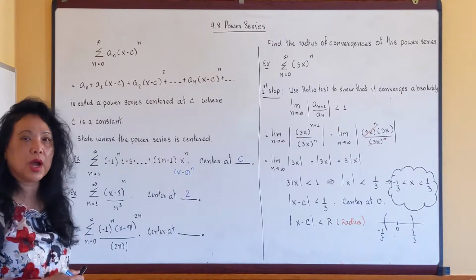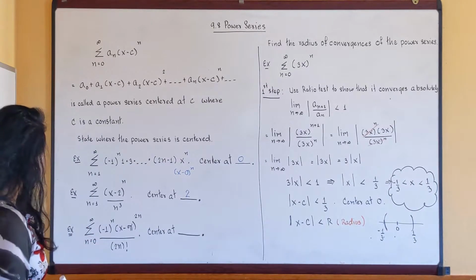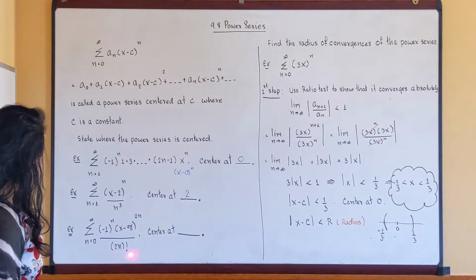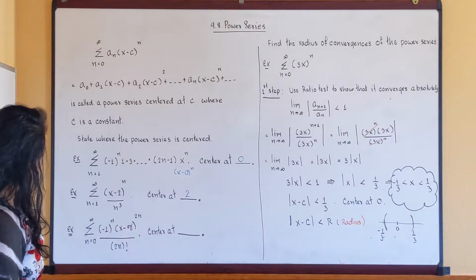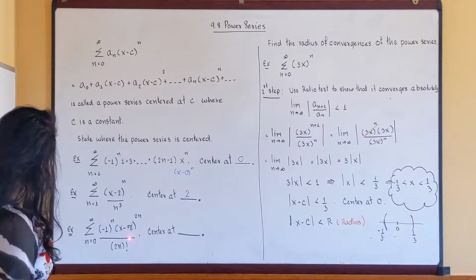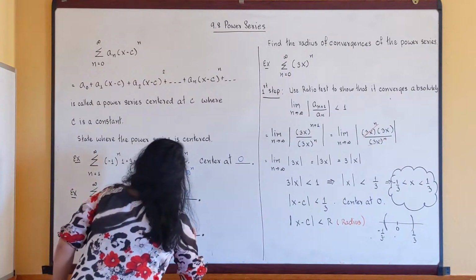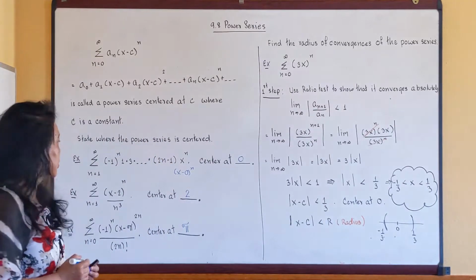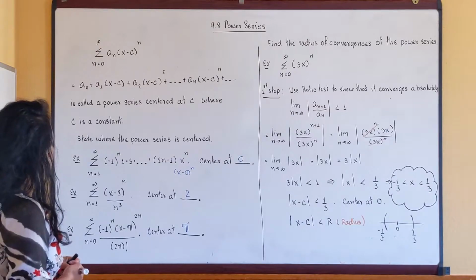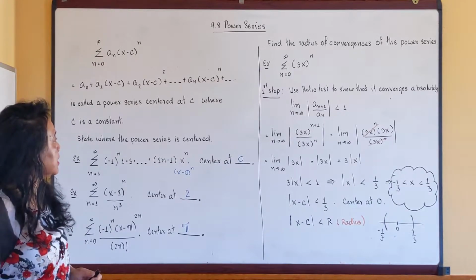So now we're just going to concentrate on the center, right? We'll go into some more detail later. And this one we have an alternating series. So x minus pi to some power. So c here is pi, so the center is at pi. All right, now you know how to find the center of a power series. Now let's look at the first example.